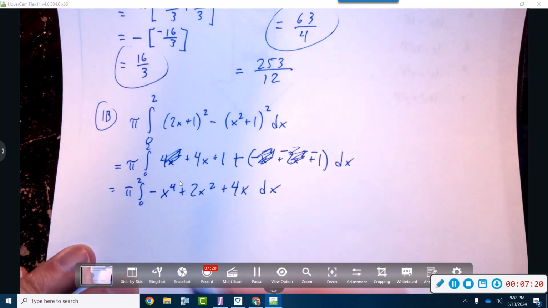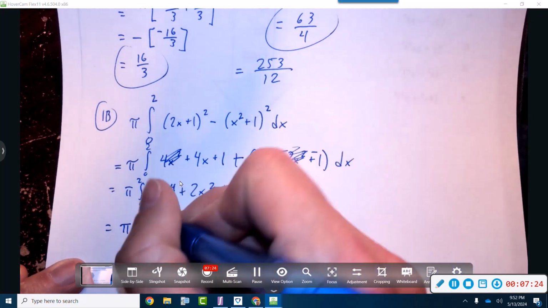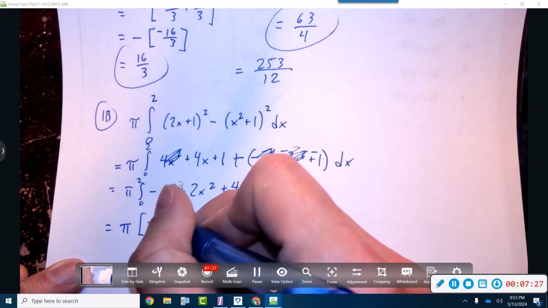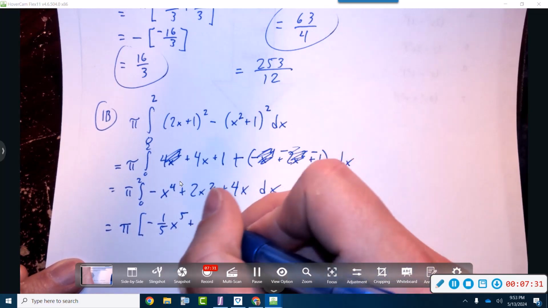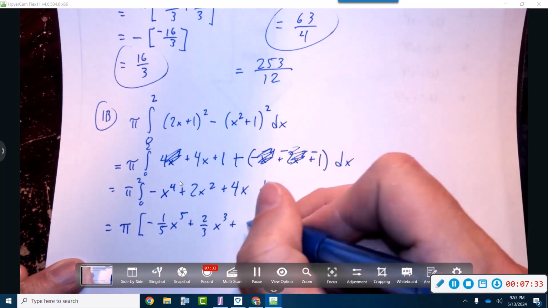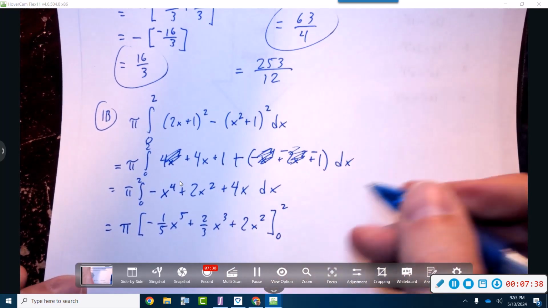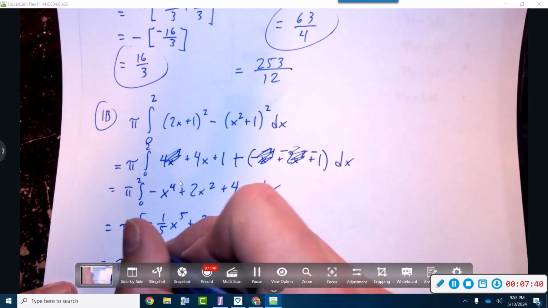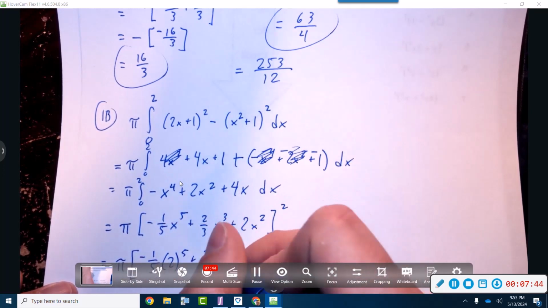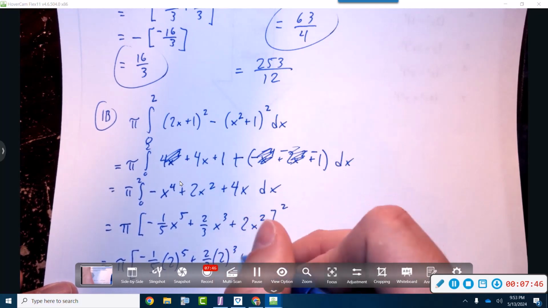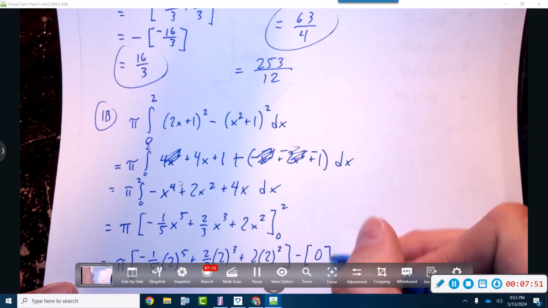And so now we're going to take the antiderivative of this guy. So we get negative 1/5 x to the 5th plus 2 over 3 x to the 3rd plus 2x to the 2nd, evaluated at 2 and 0. Okay, so pi times negative 1/5, 2, and 2, minus a big old goose egg there.